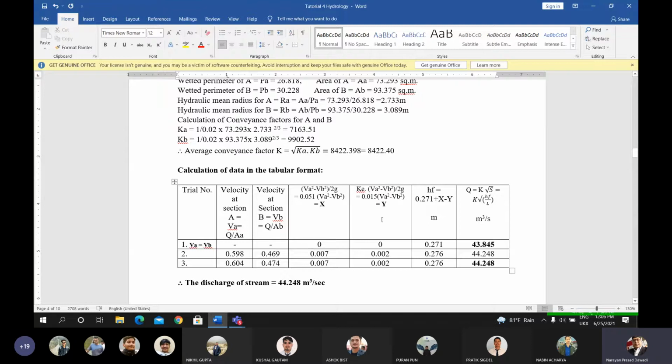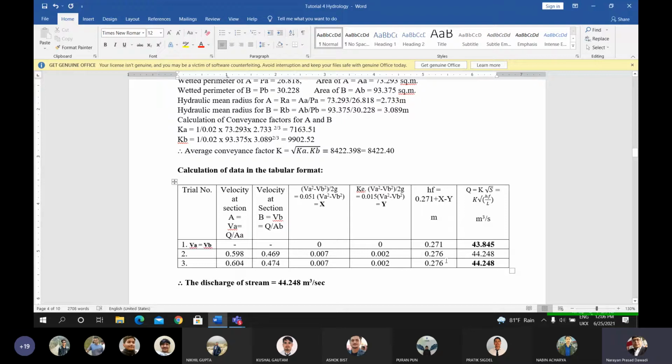And for Y, KE times VA square minus VB square over 2g, put the values of VA and VB square. You will get 0.015, and VA square minus VB square gives 0.002. Now the HF will be 0.271 plus X minus Y: 0.271 plus X value 0.007 minus Y value 0.002. You will get 0.276 for the new HF.